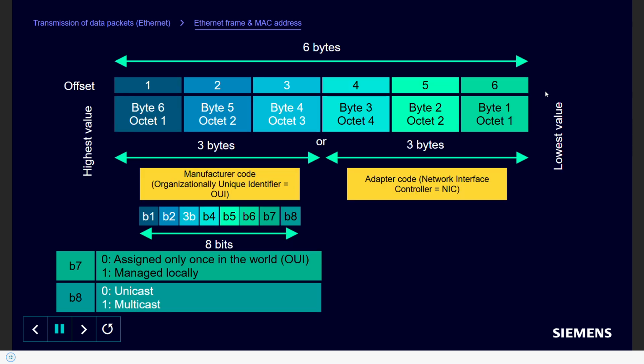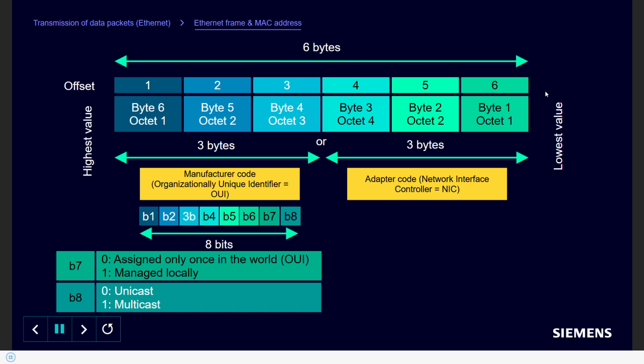The highest value byte in a MAC address identifies the category of the MAC address. B8 equals 0, a unicast address. For example, 08, 00, 05, 01, 02, 03. B8 equals 1, a multicast address. For example, 01, 00, EF, 01, 02, 03.